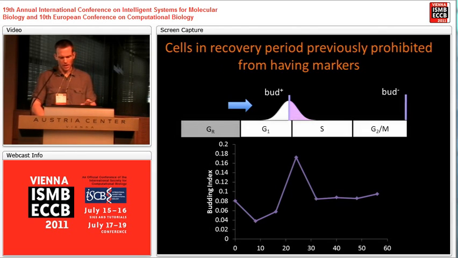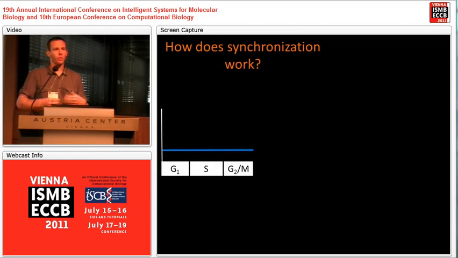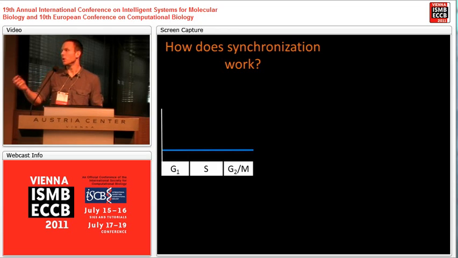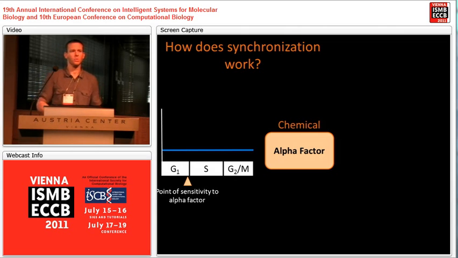And so if we look a little bit deeper into how the synchronization actually works, we can come up with a good explanation for why the early cells tend to be there. So here I start out with my asynchronous population. I expose it to mating pheromone, alpha factor, and the way in which it works is that there's a point in the cell cycle before which the cells will stop cycling and will start to pile up, as I showed you in an earlier diagram.